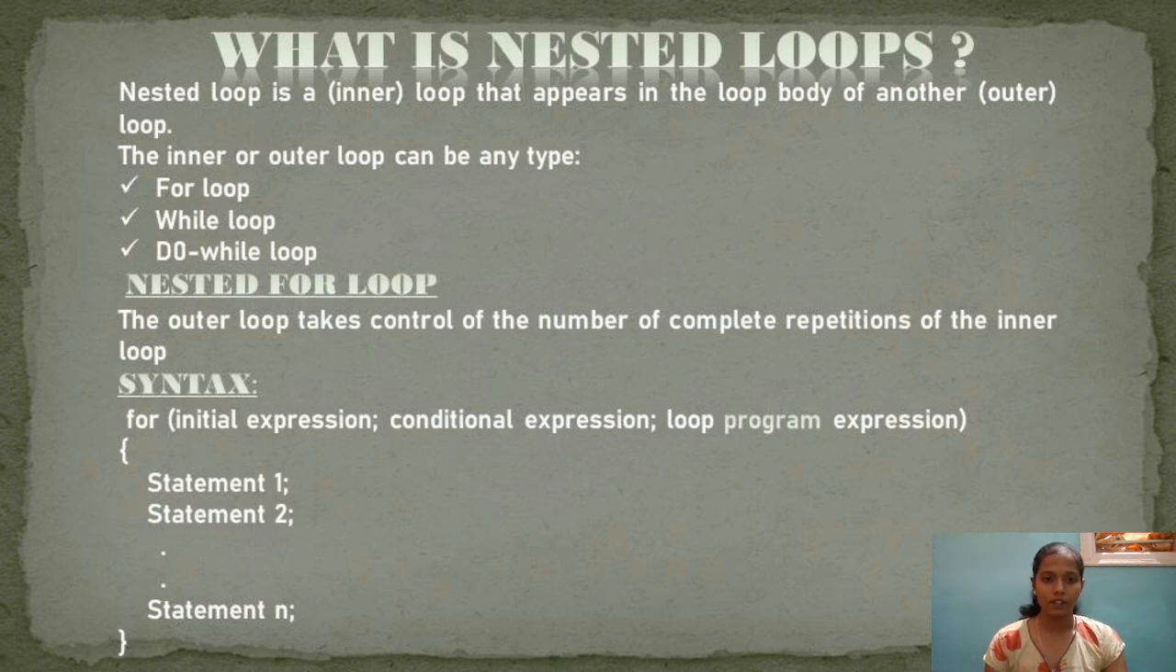And here is the syntax of nested for loop. For loop, initial expression, conditional expression and loop progress expression. In a for loop, the three expressions are contained in a single line, and then in the braces there will be n number of statements, that is statement 1, statement 2 and so on up to statement n.